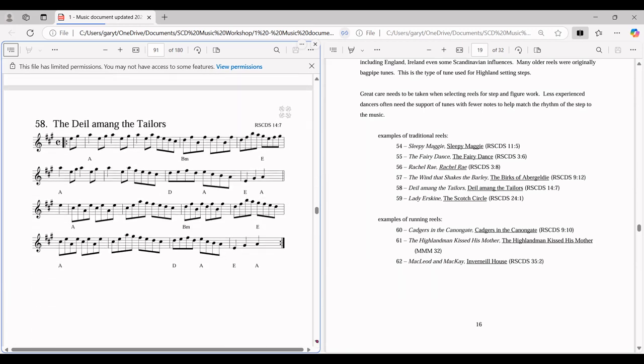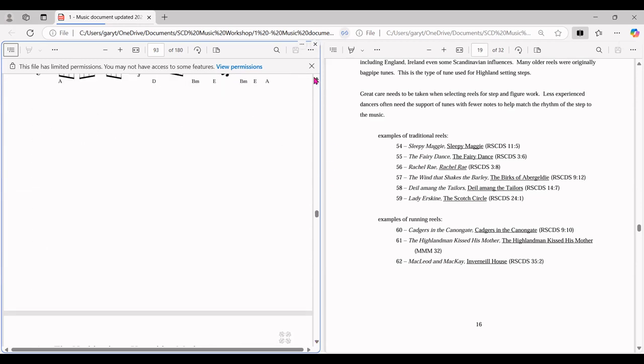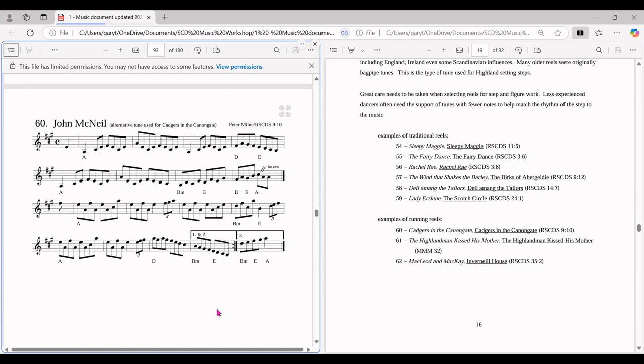The tune for Cadgers in the Canongate. Let me just bring that music up here. Whoops. John McNeil, where are you? There you are.